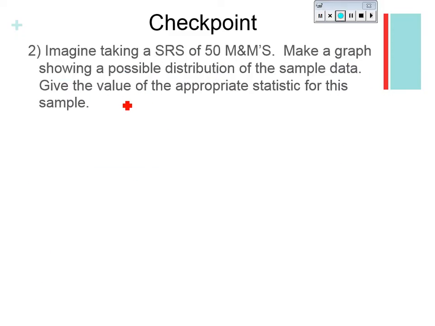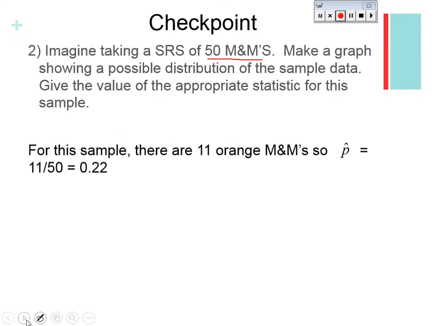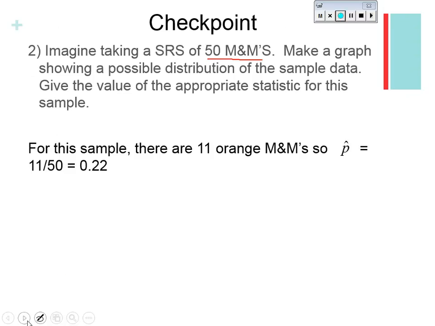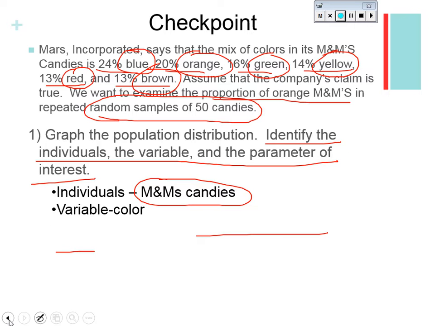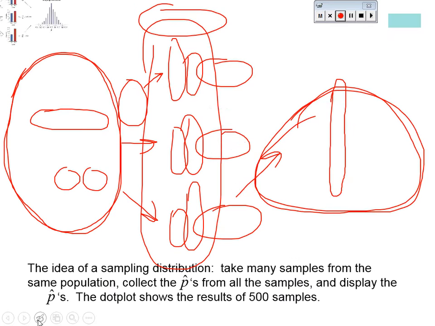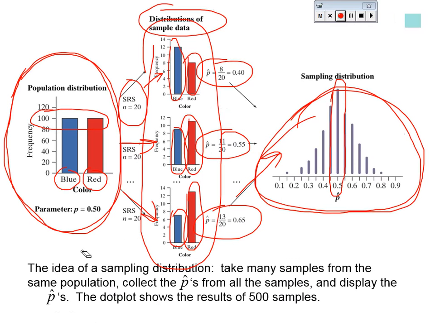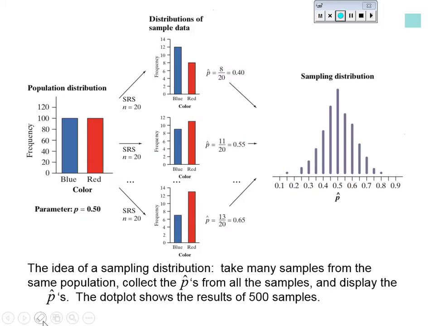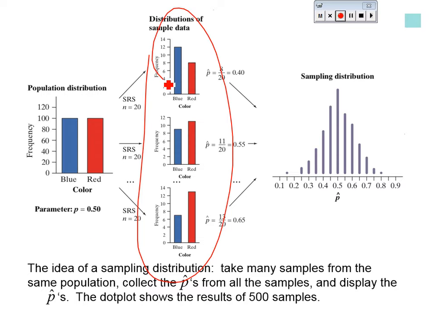Same sort of thing here with number 2. Imagine taking a simple random sample of 50 M&Ms, make a graph showing a possible distribution of the sample data. So for something like this, I think the easiest thing to do is to make some sort of graph that illustrates what we did with the values that we got from the sample. So this is something that you would want to make as a graph for something like that.